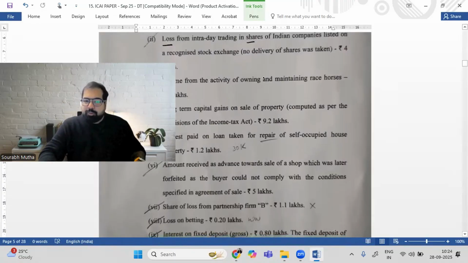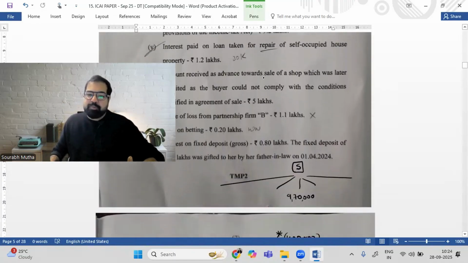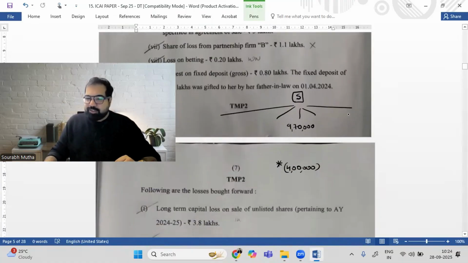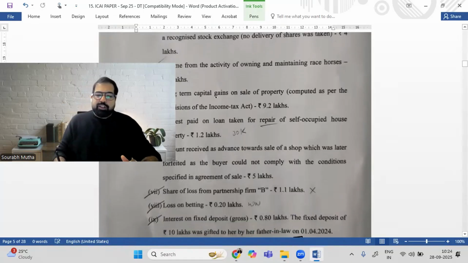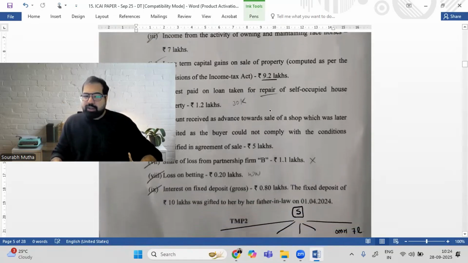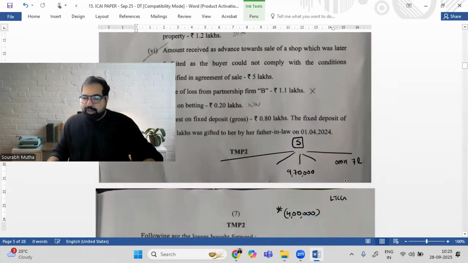Next, income from activity of owning and maintaining race horses. After intraday trading, you did race horses, so there will be 7 lakh income. That's a good thing. So this is IFOS and I'm writing here OM horses, owning and maintaining race horses, and 7 lakh rupees of income has come from there. All right. Long-term capital gain on sale of property computed as per the provisions of the Income Tax Act, 9,20,000 is my long-term capital gain. I'm writing here my long-term capital gain is 9,20,000.